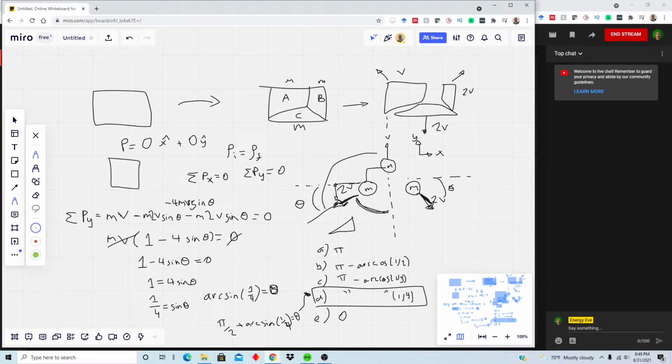Okay, and so here, if we were solving for this angle, and we're looking at the y in this direction, now since this is the hypotenuse, and this is going to be adjacent, then it would be cosine. Yeah, and so in this case, it would be pi minus arc cosine 1/4. So it's the same thing. We get D for this.